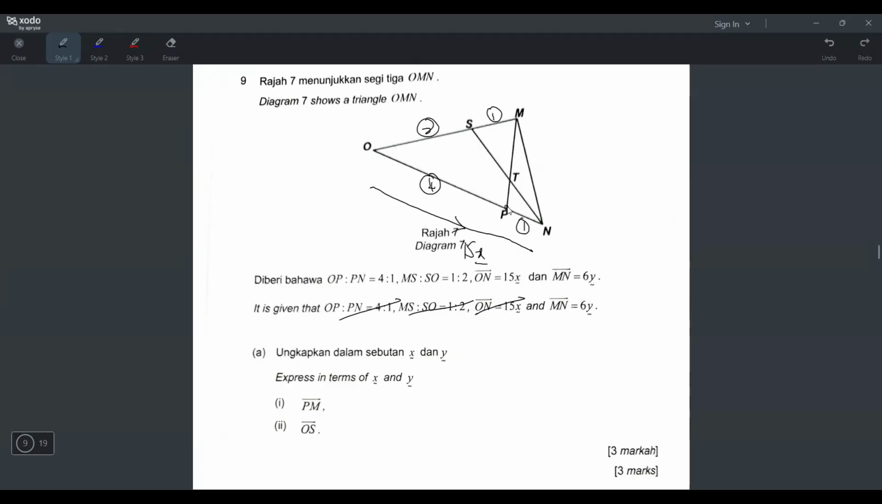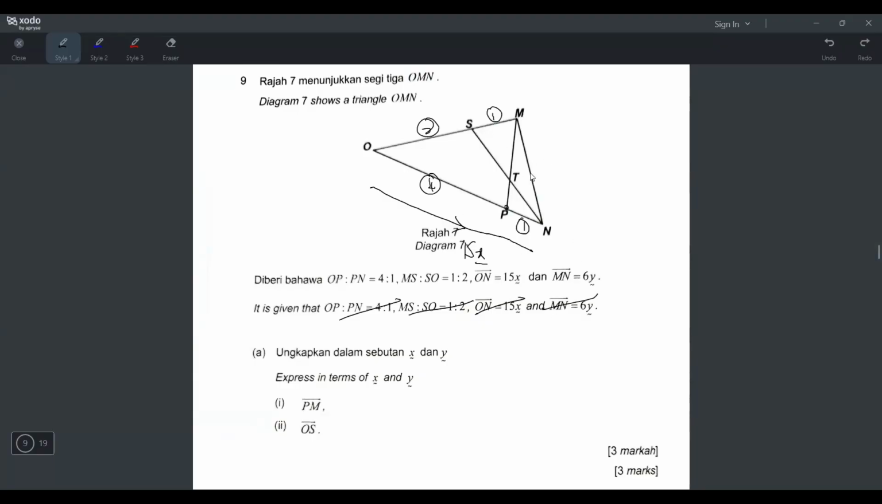The P is messy, so that's why I draw an extra line and write 15x like this. So it means later I can find vector PN? Yes, just take 15x divide 5, because here got 4 portions, here got 1 portion. So total 5 portions. To get 1 portion, you just take 15x divide 5. But let's not do it first. If the question asks, then only I do it.